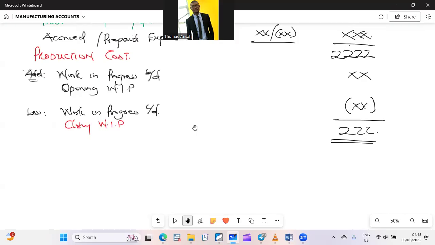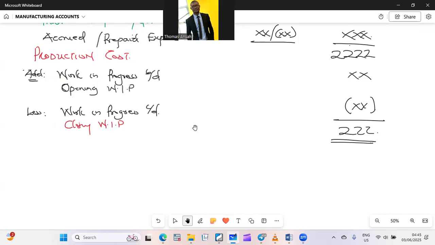So if the question asks you to prepare for only the manufacturing aspect, this is where you will do it and end it here. But if he asks you to do the entire manufacturing, trading, profit and loss, just as we are going about it, then it means that you will continue. All right, you will continue.